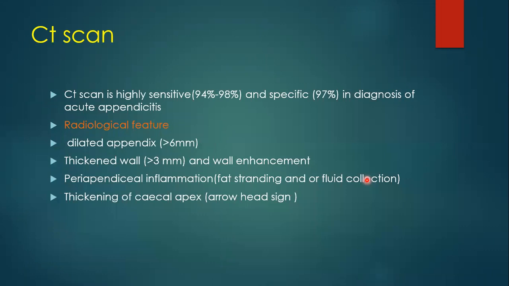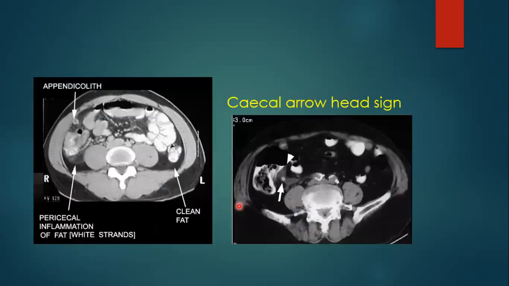CT scan. CT is highly sensitive, 94 to 98%, and specific, 97%, in diagnosis of acute appendicitis. Radiological features: dilated appendix more than 6 mm, thickened wall more than 3 mm, and wall enhancement on contrast, periappendiceal inflammation, fat stranding or fluid collection, and thickening of the cecal apex, the arrowhead sign.